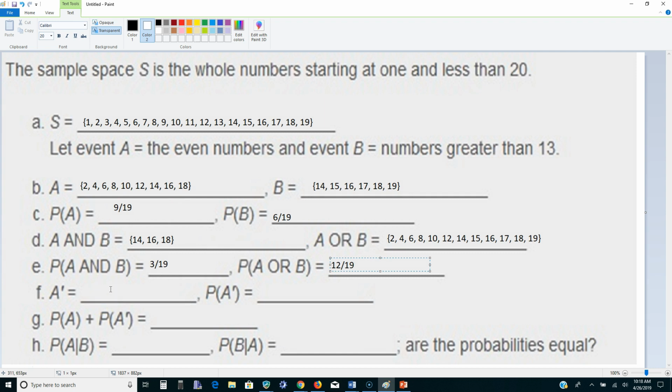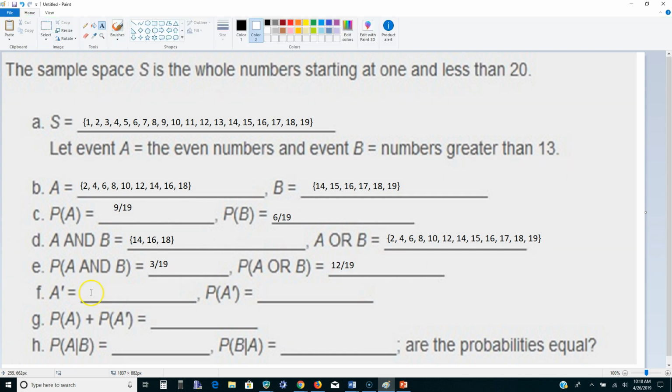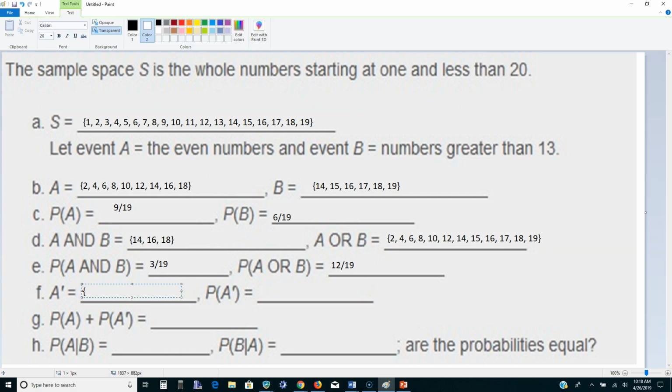F says A prime equals, remember A prime is the complement and it's what's not in A. So what's not in A is everything left over in the sample space. So in this case, it's the odd numbers. Then it wants to know what's the probability of A prime. Well, the probability, let's count, 1, 2, 3, 4, 5, 6, 7, 8, 9, 10. There's 10 possible in A prime divided by the total number, which is 19.